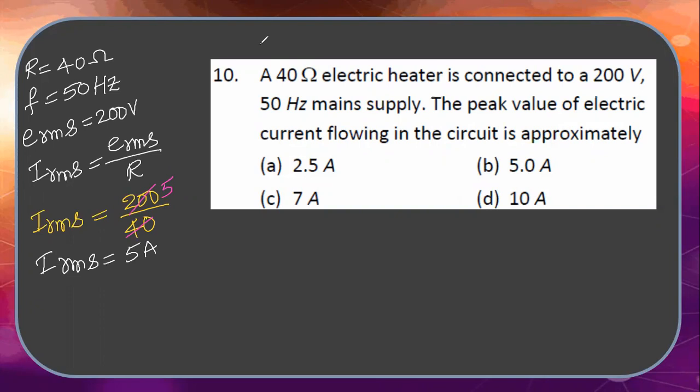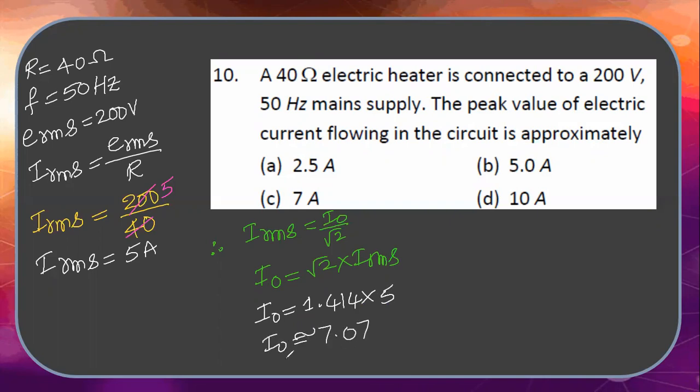But they have asked for the peak value of current. Therefore, IRMS is equal to I naught divided by square root of 2. So I naught is equal to square root of 2 into IRMS, which is 1.414 into 5. I naught is approximately 7.07, taken approximately as 7. That's why option C is correct.